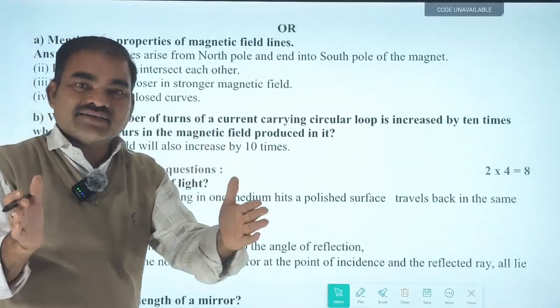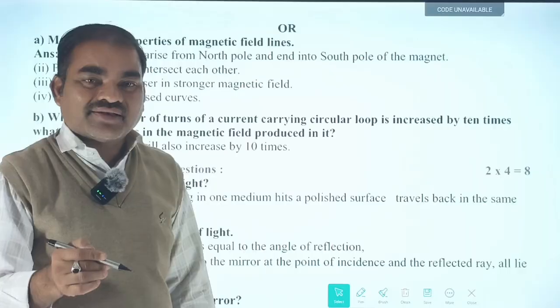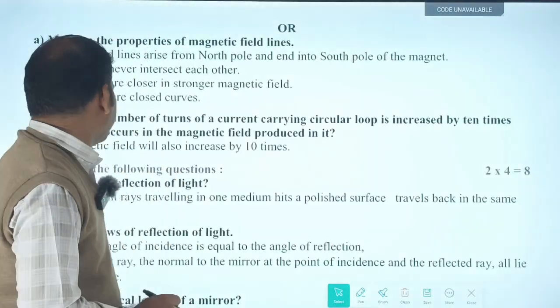If you consider the magnet, inside the magnet they will be parallel, but outside they are curves.